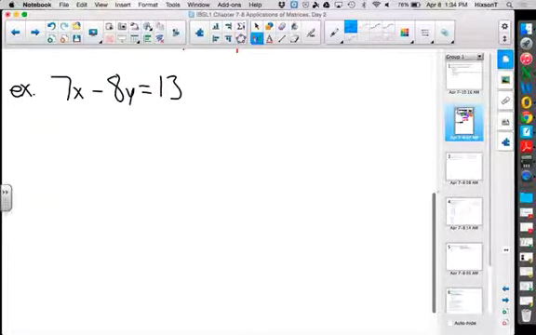It's particularly useful for 2 by 2s, when you don't see a real easy way to do it by elimination or substitution. It's really nice for doing that. But it works for anything.